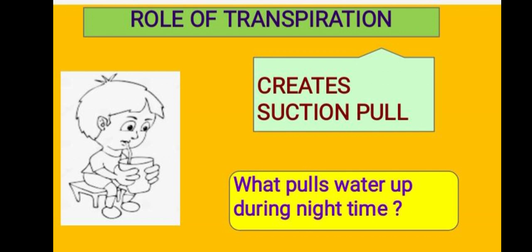Now here is another question for you to think upon. What happens at night time? Because transpiration requires heat, which plants get only during daytime, and at night there is hardly any transpiration. Then what is responsible for forcing water to go up through xylem during night time? You can give your answer in the comment box.